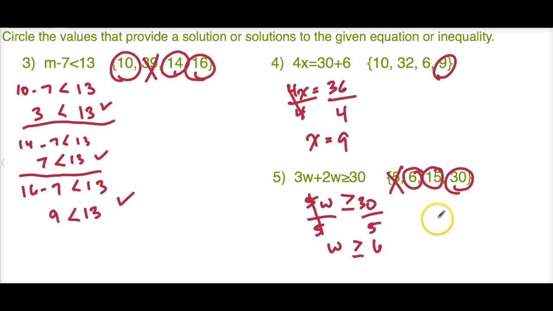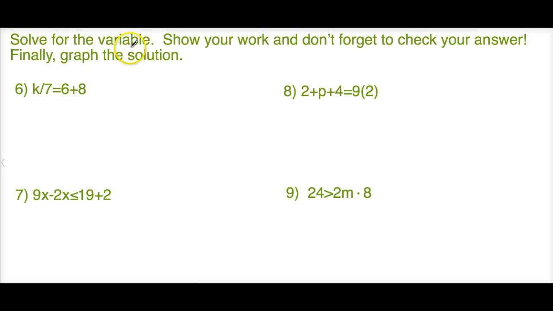So again, I could have used this same strategy over here for this problem, but I wanted to show you both ways. You could have just substituted in to figure it out. This way I think is less work because you're just solving one inequality, and then you're comparing your answers. Solve for the variable, show your work, and don't forget to check your answer.